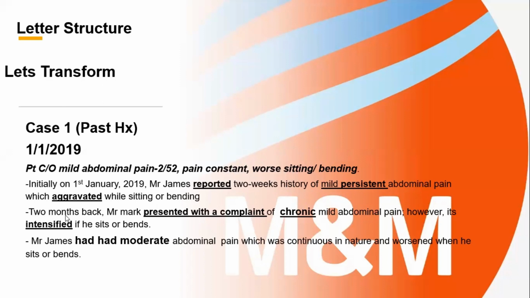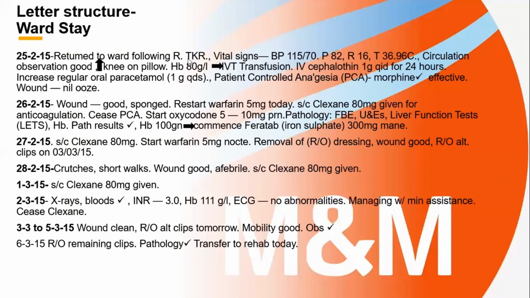Two months back, Mr. Mark presented with a complaint of chronic mild abdominal pain. However, it intensified if he sat or bent. Mr. Mark James had moderate abdominal pain, which was continuous in nature and worsened when he sat or bent. So, these are a few examples given to you so that you can understand how to translate it, right? Now we will see a detailed discharge plan.